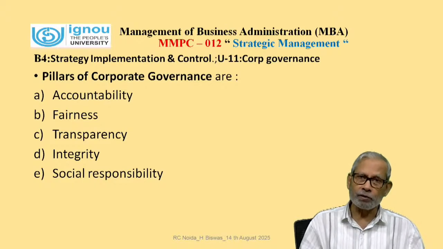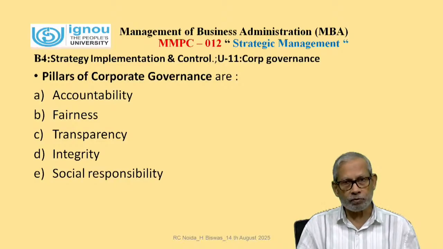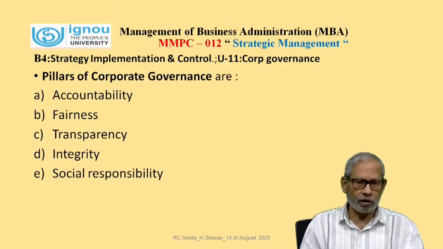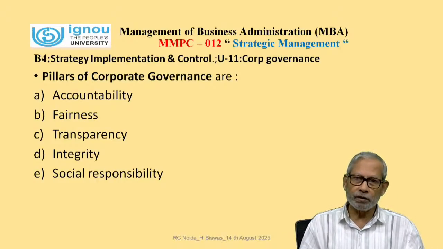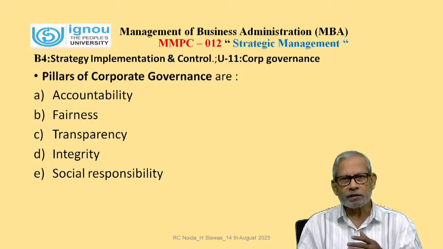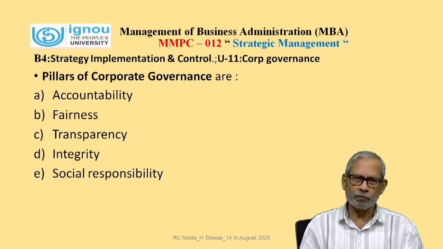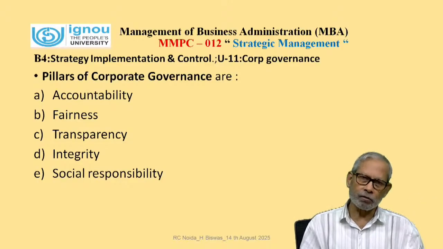The pillars of corporate governance are accountability, fairness, transparency, integrity and social responsibility. These all are the 5 pillars of corporate governance. If you have all these pillars in your organization, you can say it is a good corporate company. Even the public, shareholders and investors will be happy enough. They will say, yes, where I have invested the money, this company has all these pillars, all these features.